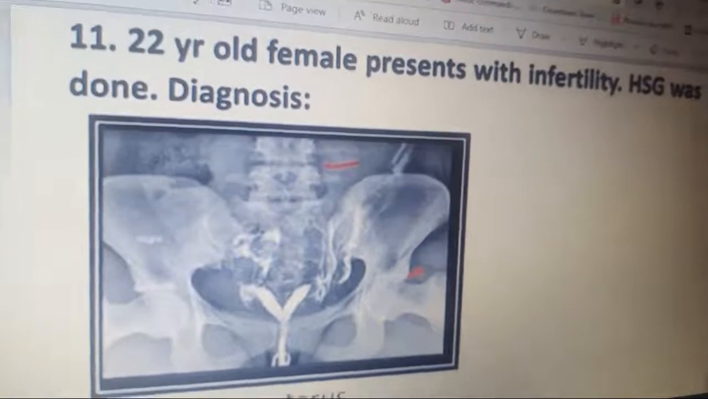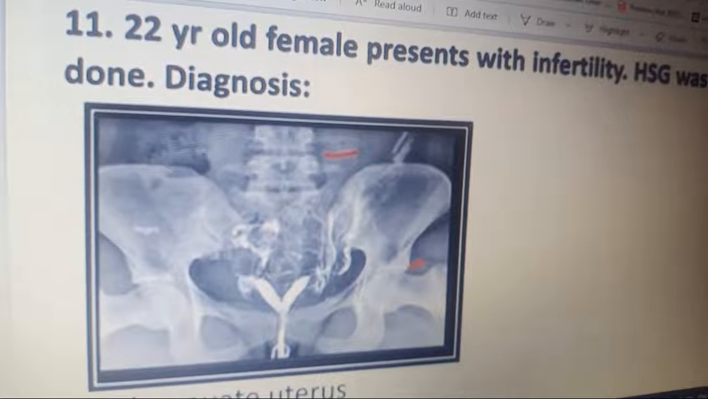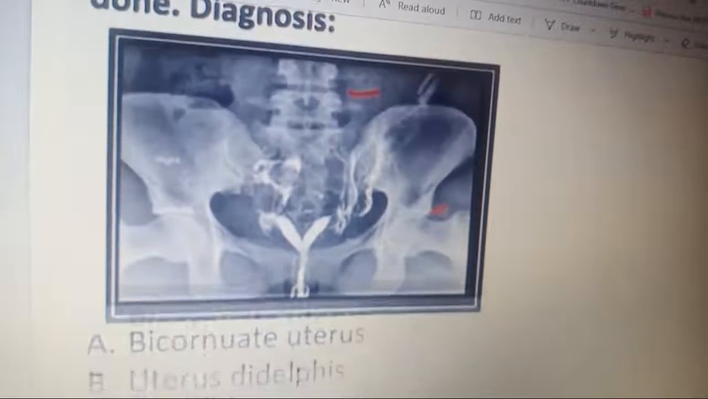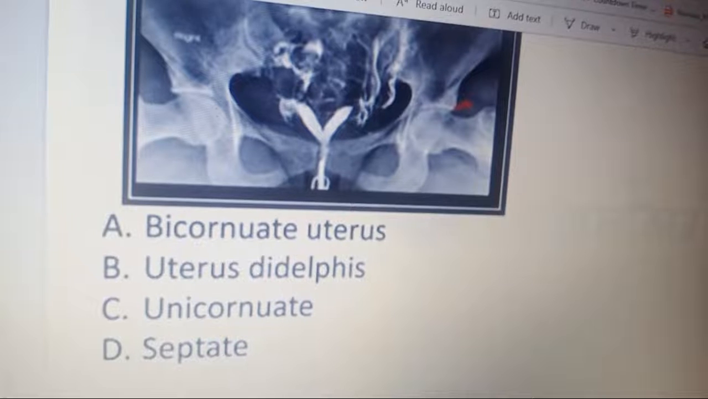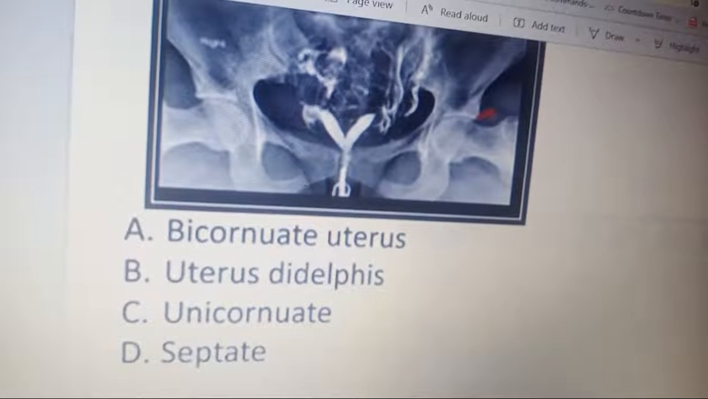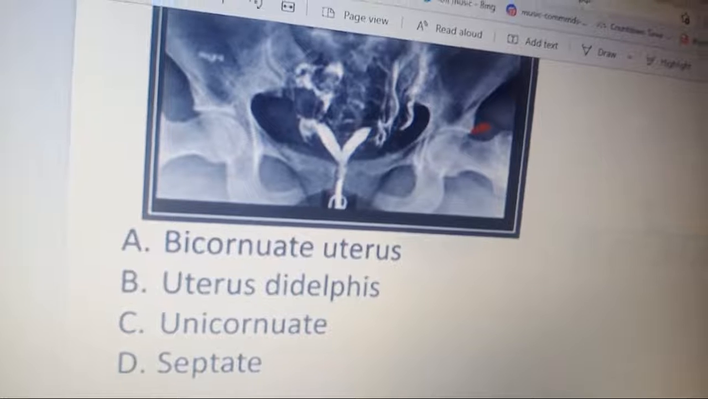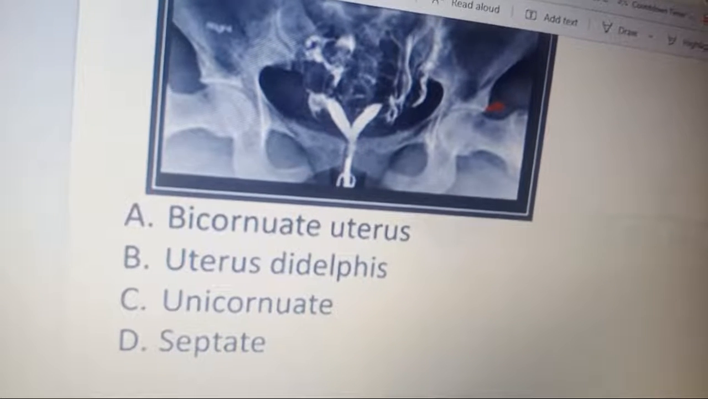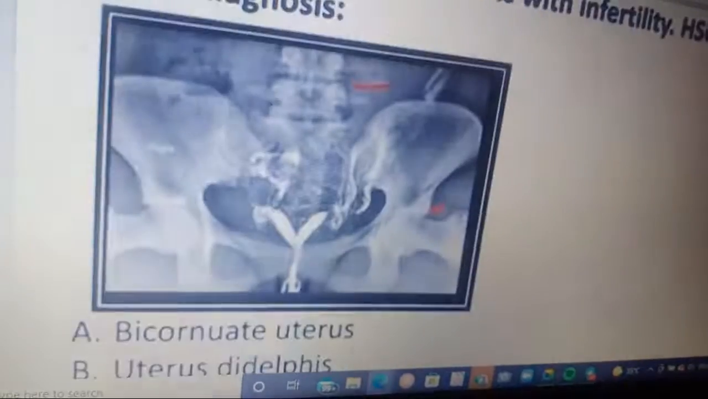So next question: a 22-year-old female presents with infertility, HSG hysterosalpingography, the diagnosis here is: the angle is less than 90 degrees, so the answer here is septate. The other option, if there is a wide angle, the uterine horns are in a north and south pole, so the answer would be bicornuate uterus. This is uterine didelphys, in which the vagina and cervix are seen separately. So the answer here will be septate uterus.